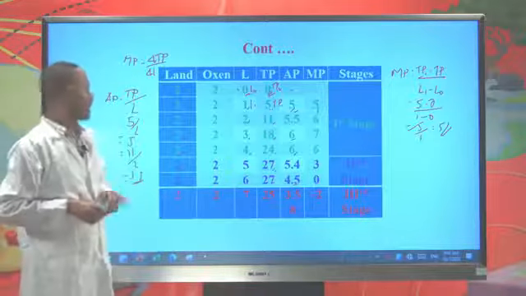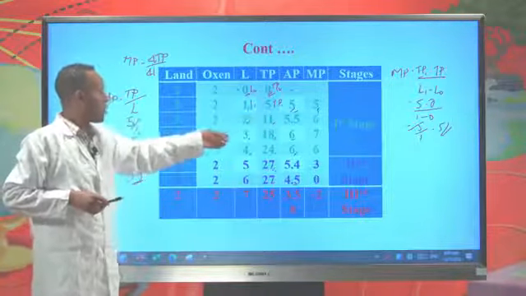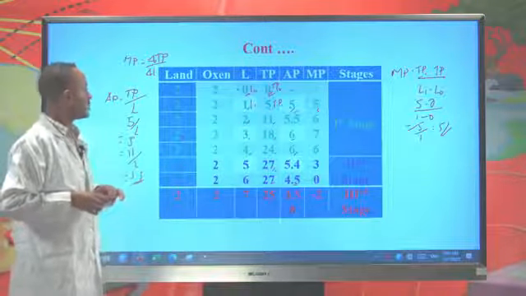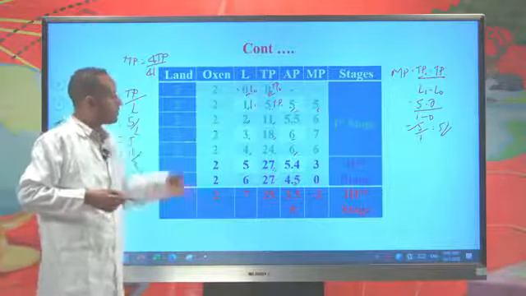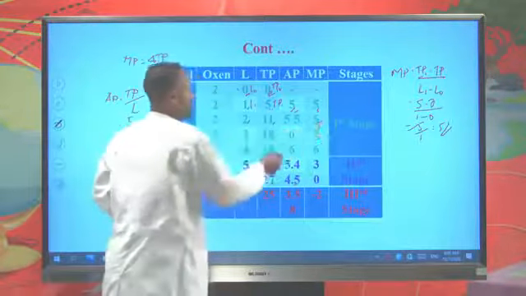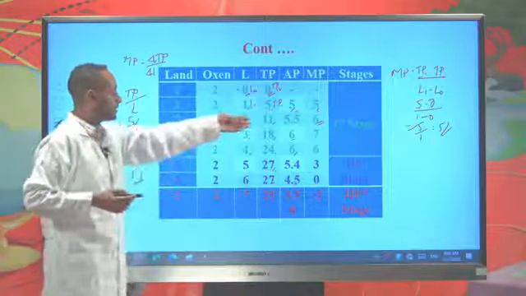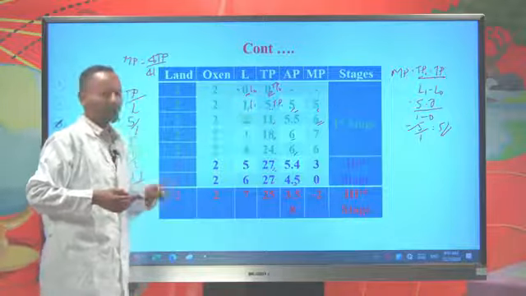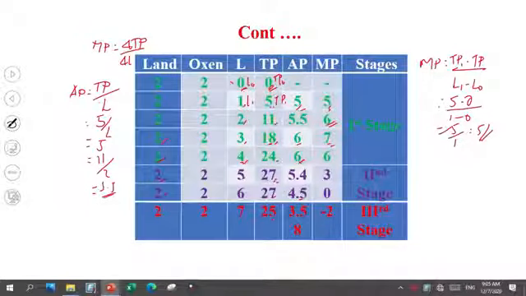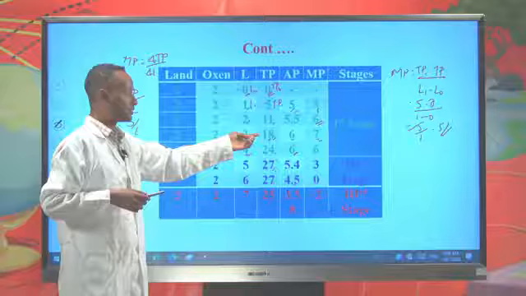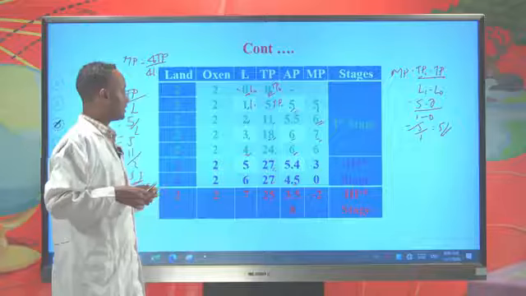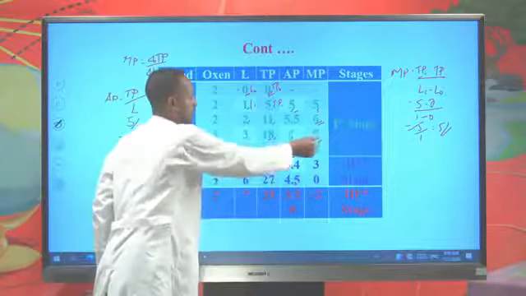Similarly, if one labor produces 5 quintal of output and 2 labor produces 11 quintal, then the additional output that we got from the additional implement of the variable input labor is 6 quintal. Mathematically, it is calculated by dividing 11 minus 5 by 2 minus 1, and this will give you 6. Again, if 2 labor produces 11 quintal and 3 labor produces 18 quintal, the additional output produced from one variable input labor is 7 quintal.